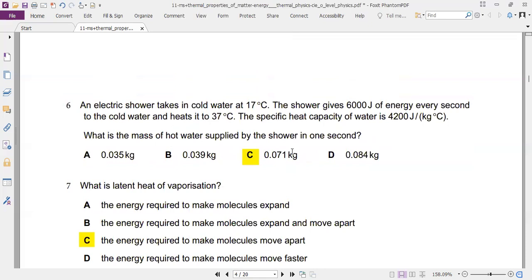The electric heater. So all the data, we have temperature, we have energy, and the heater heats it to this much. So 20 degrees is the change in temperature. The specific heat capacity is given. Mass will be total heat 6,000 divided by specific heat capacity 4,200 divided by 20. If you do the calculation, you should get this answer.